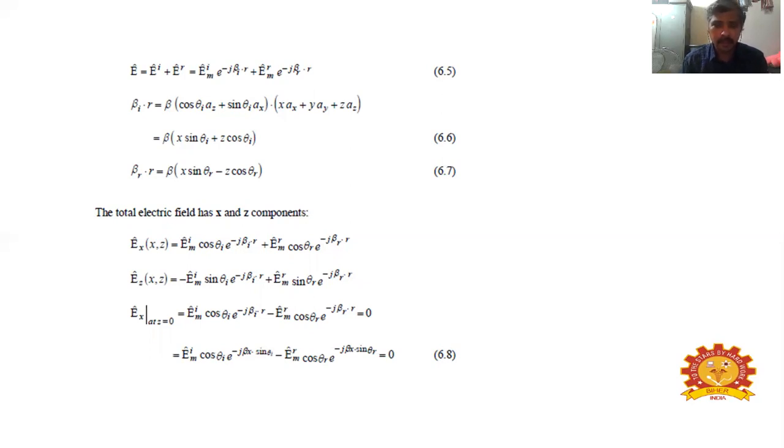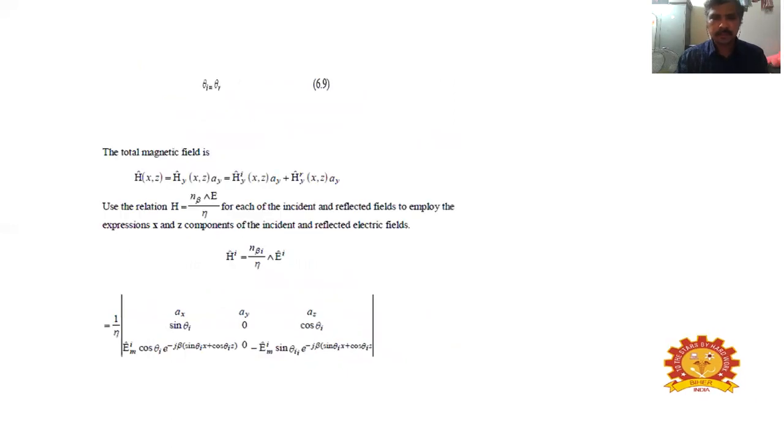Now as the equations get simplified further, we have E of x at z equal to 0 is equal to Em^i into cos theta I into e to the power minus j beta x sin theta I minus Em^r into cos theta r into e to the power minus j beta x sin theta r, equal to 0. Then as we move on, we find that theta I is equal to theta r, that is, the angle of incidence is equal to the angle of reflection.